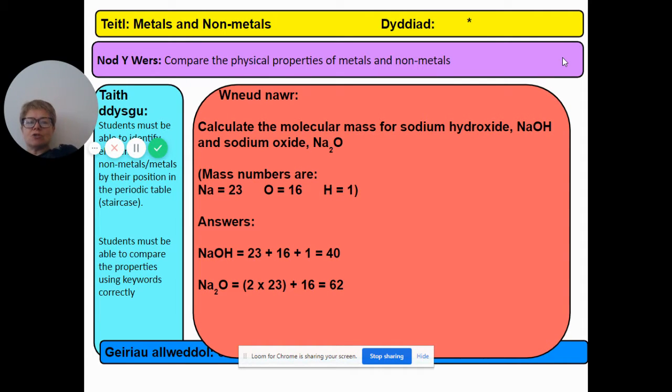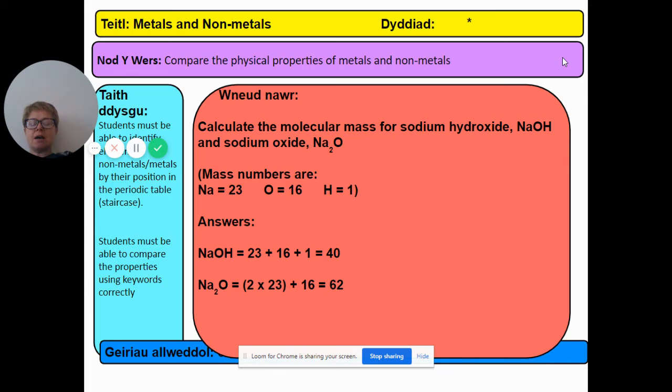So for sodium hydroxide, we have one sodium, one oxygen and one hydrogen in our chemical formula. So you should have simply added the masses of each of those together, which gives you 40. And for sodium oxide, the formula tells us that we've got two sodiums. So we multiply the mass of sodium by 2, add that to the mass of oxygen, and we get an answer of 62.